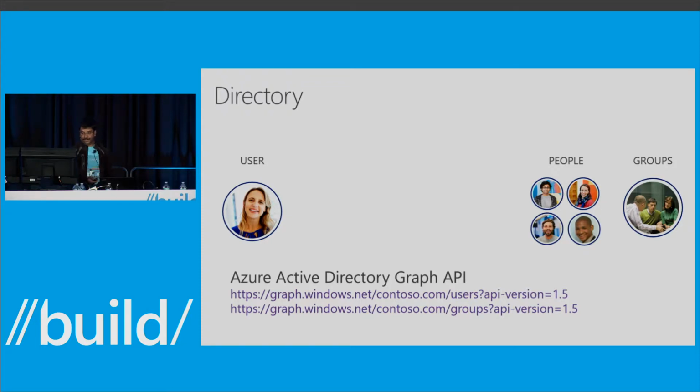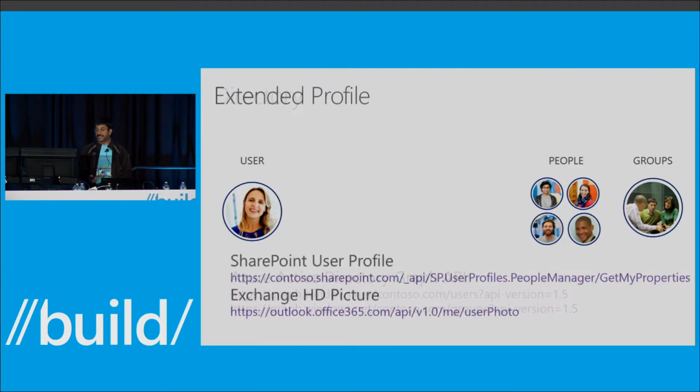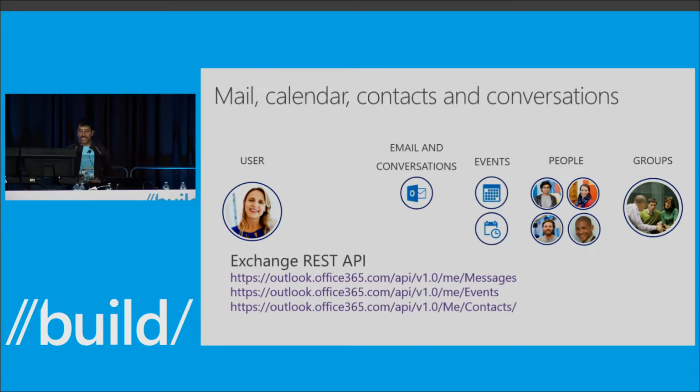And then we have extended profiles, which means that I can get even more information, because I may have a SharePoint profile and I may have my Exchange where I have my own photo. So you can also get those through this Office 365 API set. And then we have mail, calendar, contacts, and conversations, which are in Exchange. So you have outlook.office365.com, and then you can use /API/v1/me/messages for inbox, events for your calendar events, and contacts for your personal contacts in Exchange.